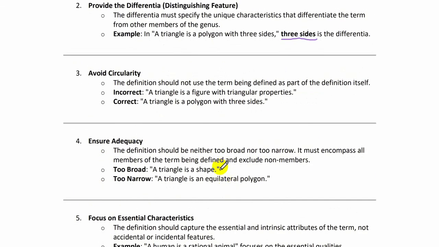from its other members. Avoid circularity. The definition should not use the term being defined as part of the definition itself. The incorrect way of saying it is, a triangle is a figure with triangular properties. Now we don't know what a triangle is. We are trying to figure out the definition of triangle. Therefore we cannot use the word triangle itself in the definition. The correct way is, a triangle is a polygon with three sides.